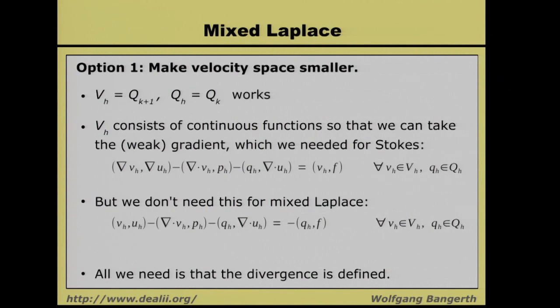So at the bilinear form, this was for Stokes, okay? This is for mixed Laplace, and the difference lies in this first term. This comes out of the Laplace u in the Stokes case, and here I just have u in the mixed Laplace. So you see that in the Stokes case, I actually needed gradients of u. So let's say weak gradients. I can only achieve this when I have elements that are continuous.